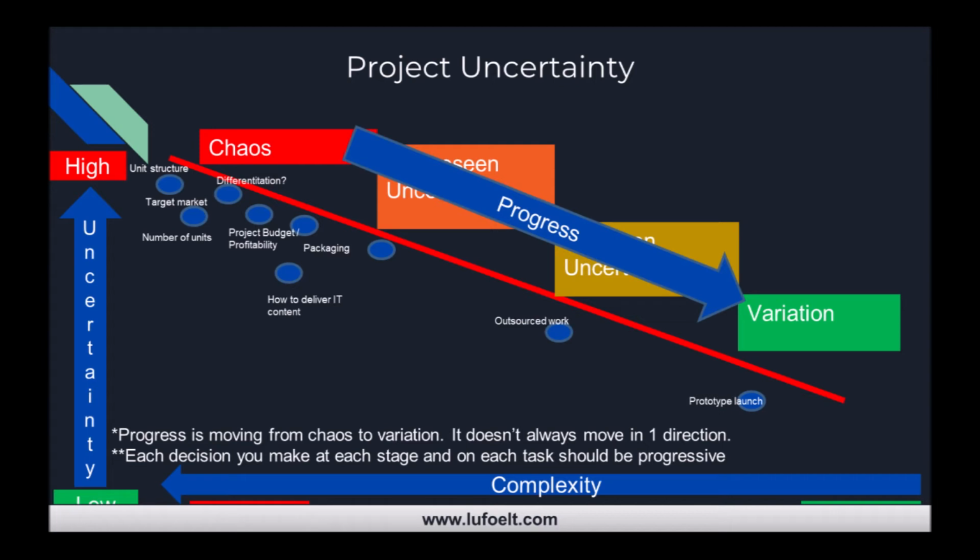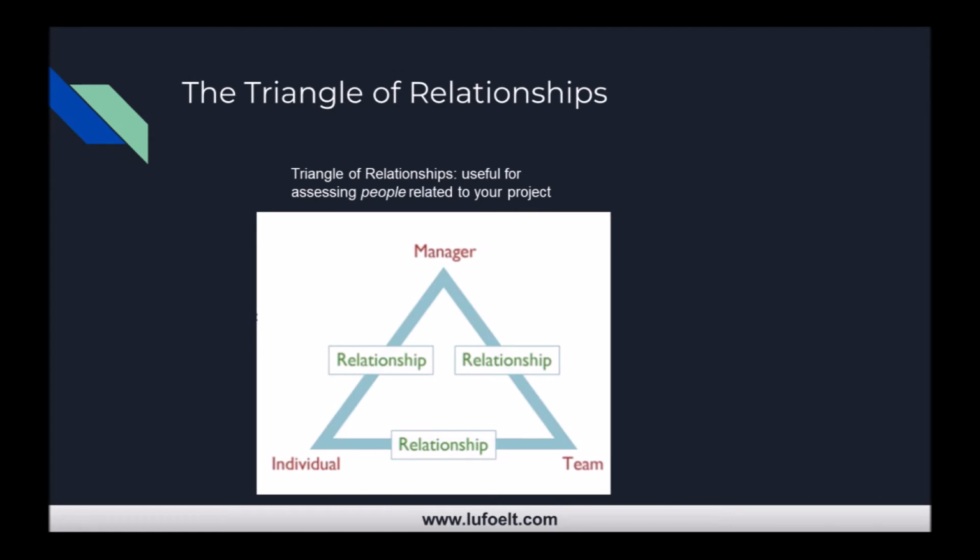Okay, so that is basically the four different types of uncertainty. And now we're moving on to the triangle of relationships. The triangle of relationships is basically a useful model for assessing people that are related to your project or your company or your team, whoever you're responsible for. And there exists a relationship between all three sides of the triangle. And that's what I'm going to explain here.